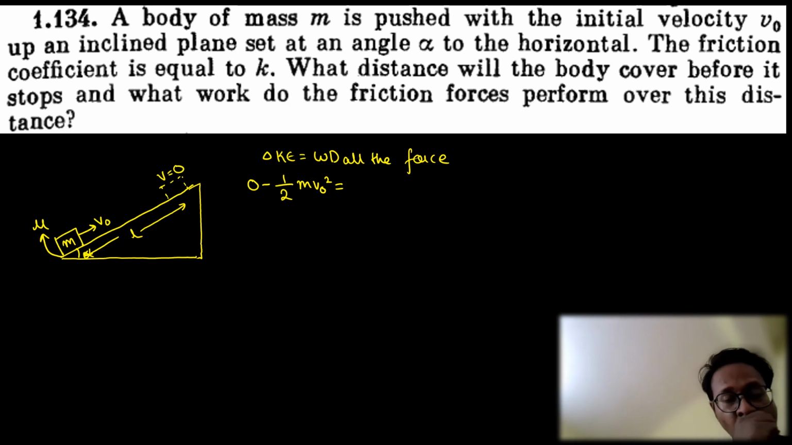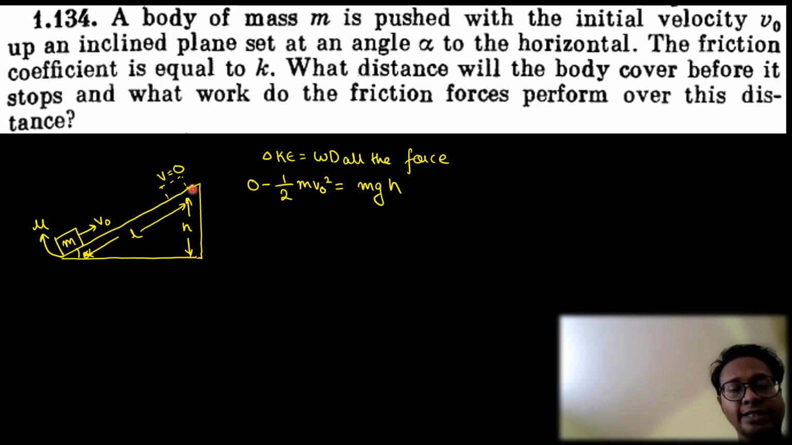What are the forces doing work on the body? There are only two forces doing work on the body. The first one is the friction force. The second one is the gravity force. The normal force doesn't do any work, because displacement is always perpendicular to the normal. So here, work done by gravity force is nothing but mgh, where h is the height till which it reached. Can I write this h as L sine theta?